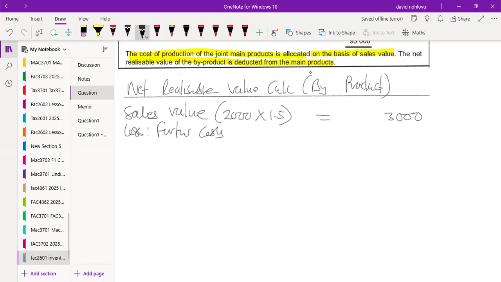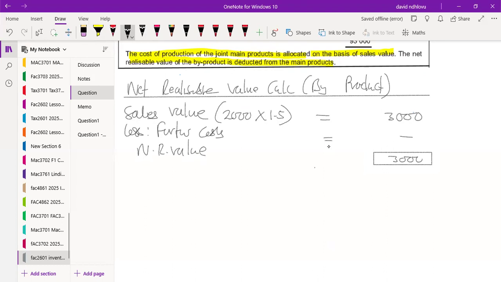Right, further costs are any cost incurred to dispose of an asset. These are any cost incurred besides the joint cost. Sometimes you may find that you need to package the byproduct, or you need to advertise it, in which case you incur advertising cost, or you need to transport it to the customer, in which case you incur the transport cost. For this question, nothing was mentioned here. So therefore, there was no other further cost. Maybe the customers just come and buy on premises. You don't have to deliver. So this here is your net realizable value amount.